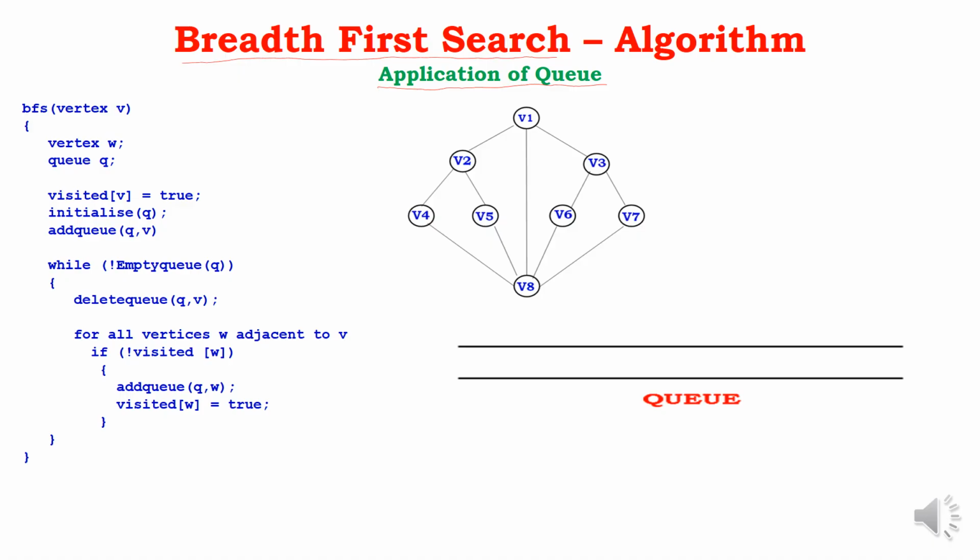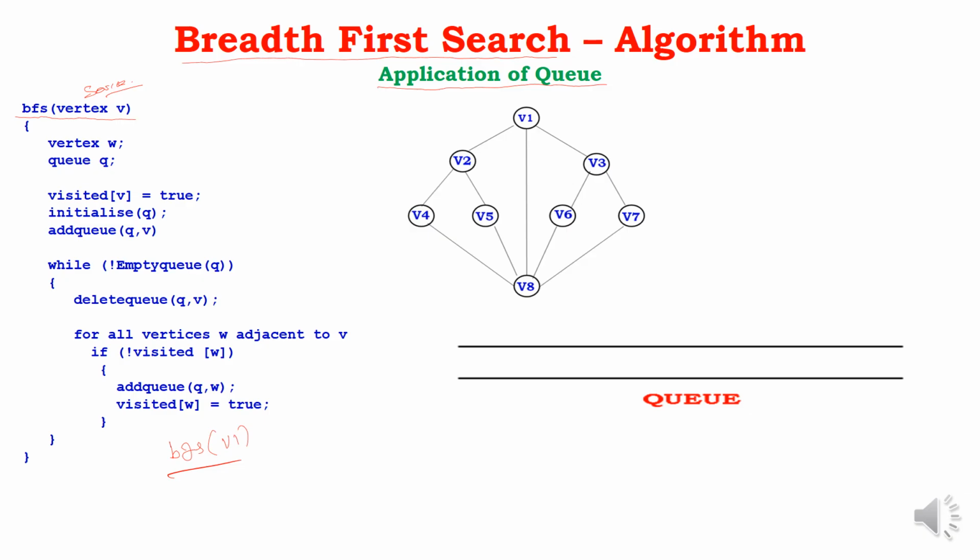See the algorithm BFS, breadth first search of vertex V. It is the source vertex. Assume that we select any vertex as the source vertex. BFS V1 means breadth first search starting from node V1. Starting from V1, we want to visit all the nodes of the graph.